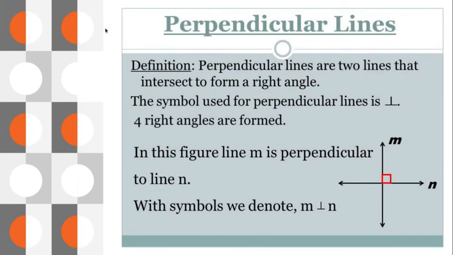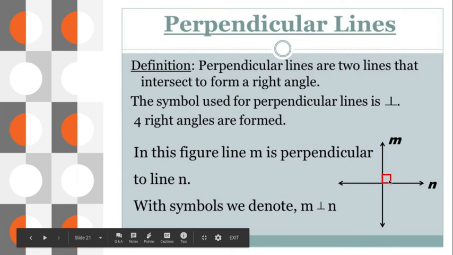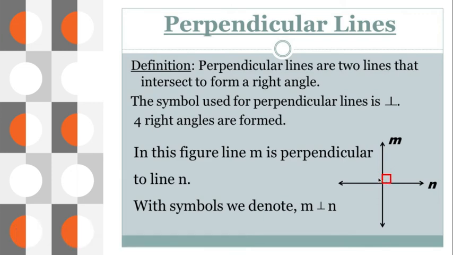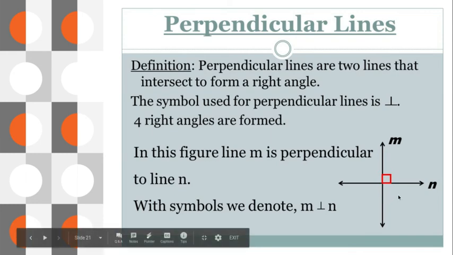Final thing for today, perpendicular lines. Again, this is a vocab term that you've probably heard before. There are two lines that intersect to form a right angle. As a matter of fact, they form four right angles. Because if this is 90, this has to be 90 because they're vertical angles. These two are a linear pair, so if this is 90, 180 minus 90 makes this 90, and thus this would be 90 as well.